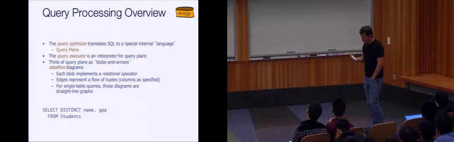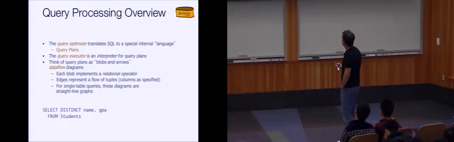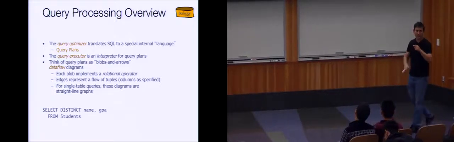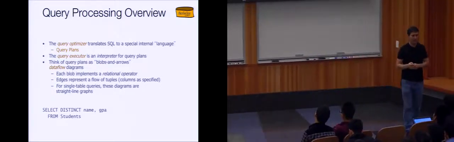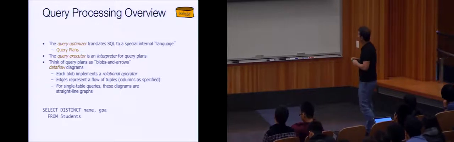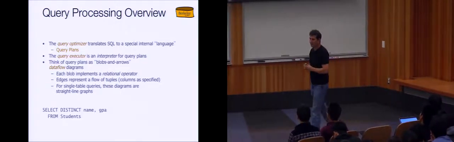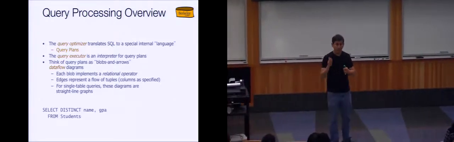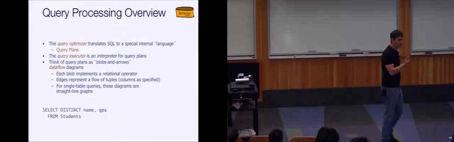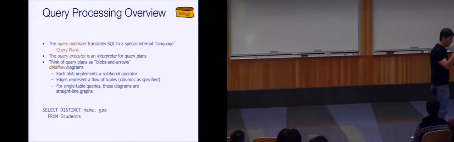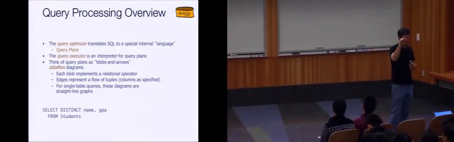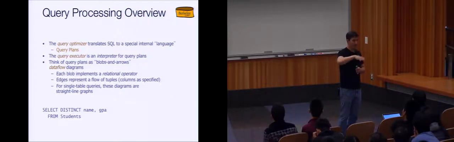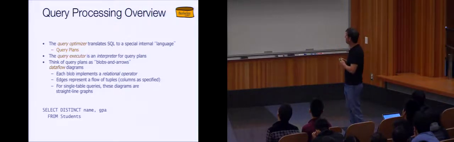And query plans themselves, you can think of them almost as a graphical language of these kind of blobs with data flow arrows between them. So it's going to show how data is going to flow through chunks of code. Okay? So each blob is going to implement what we'll call a relational operator. And the edges in these graphs are going to represent a flow of tuples with particular columns. So every edge in one of these diagrams is going to have a particular schema associated with the tuples that flow along that edge. Every tuple will have the same schema along any edge in this diagram.